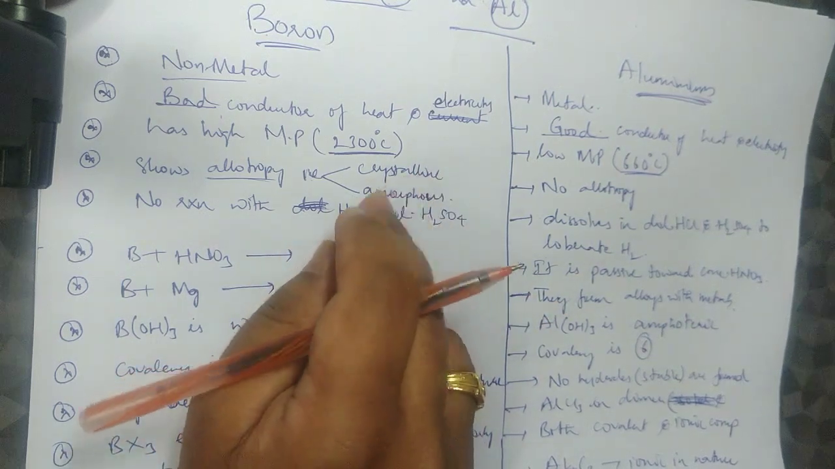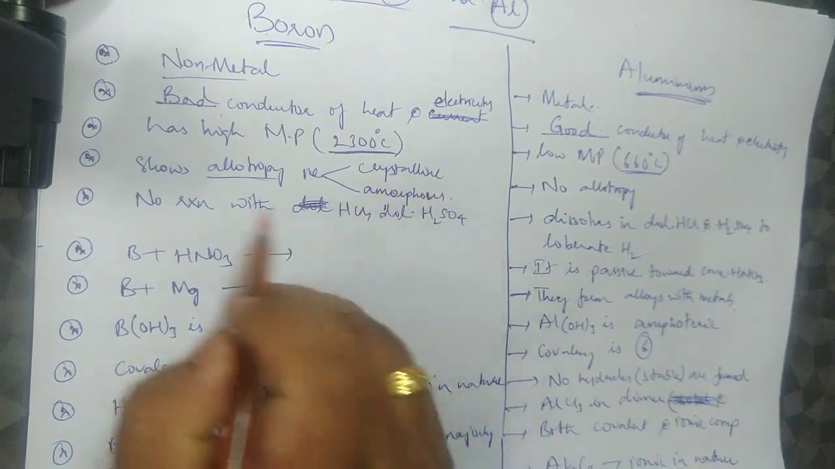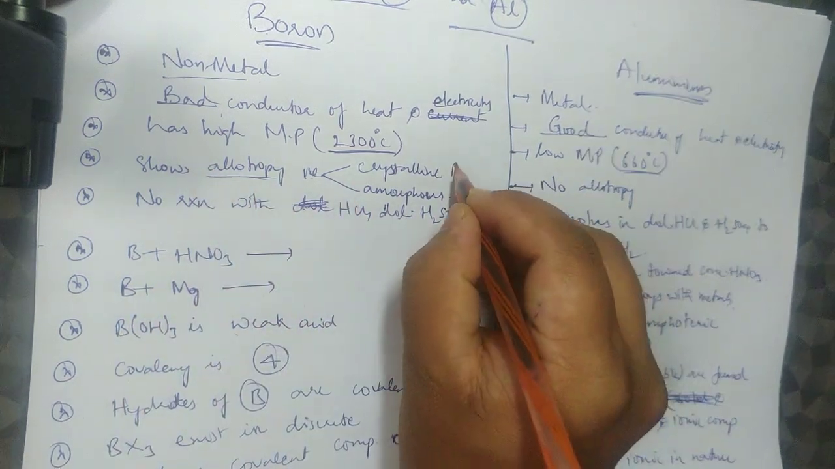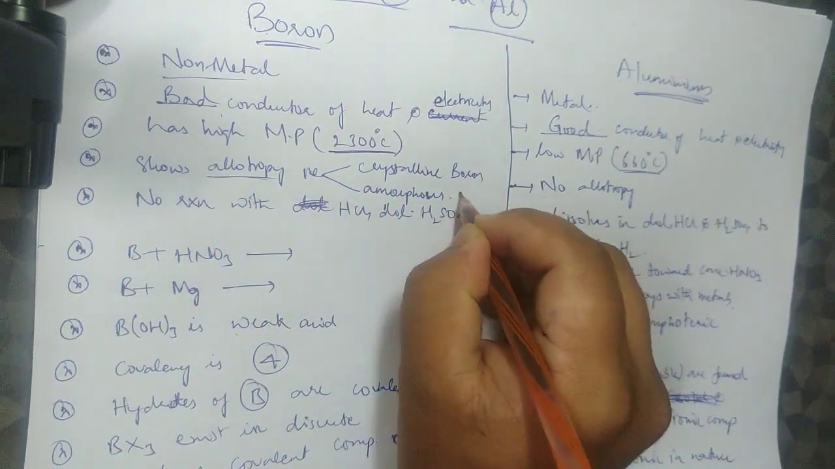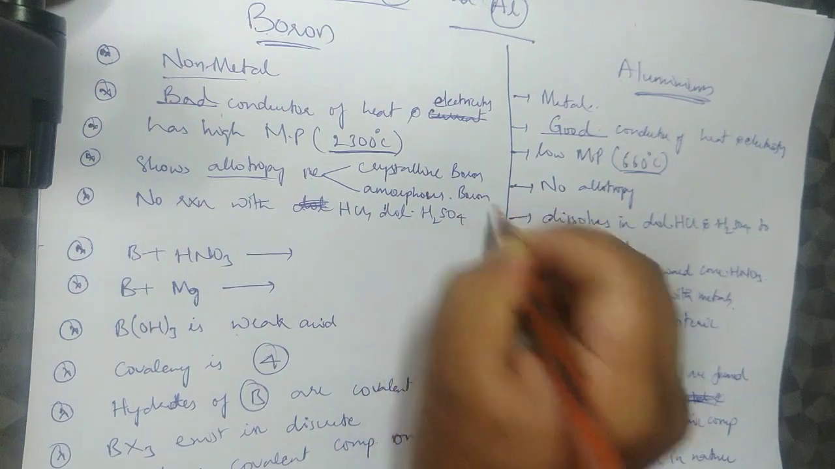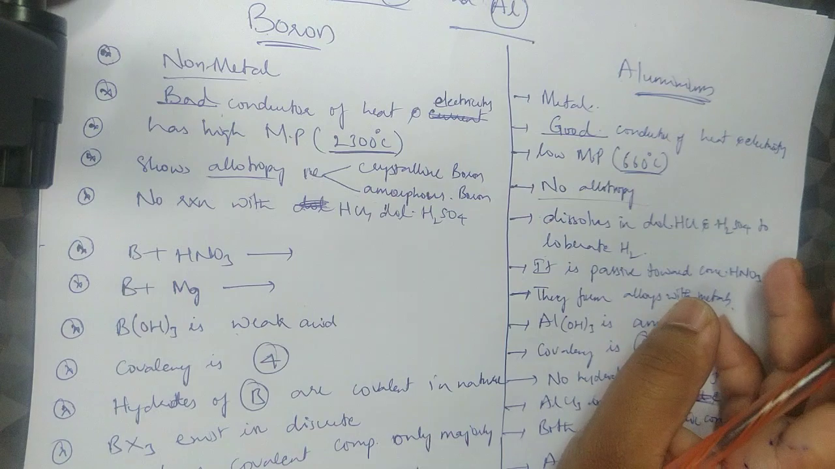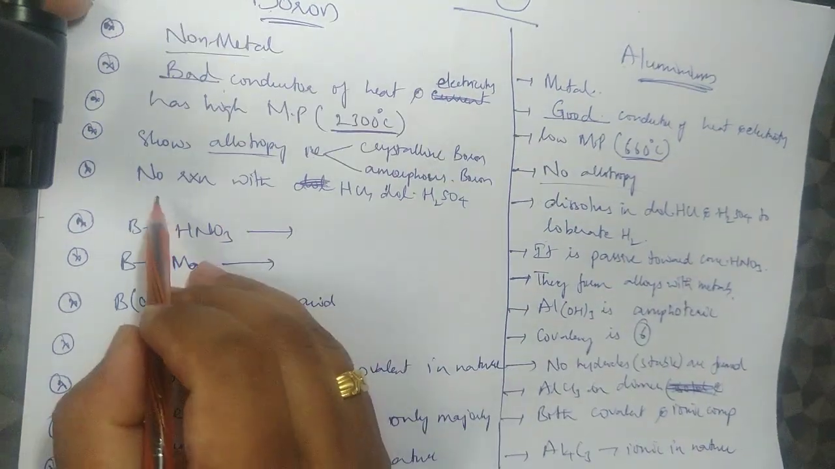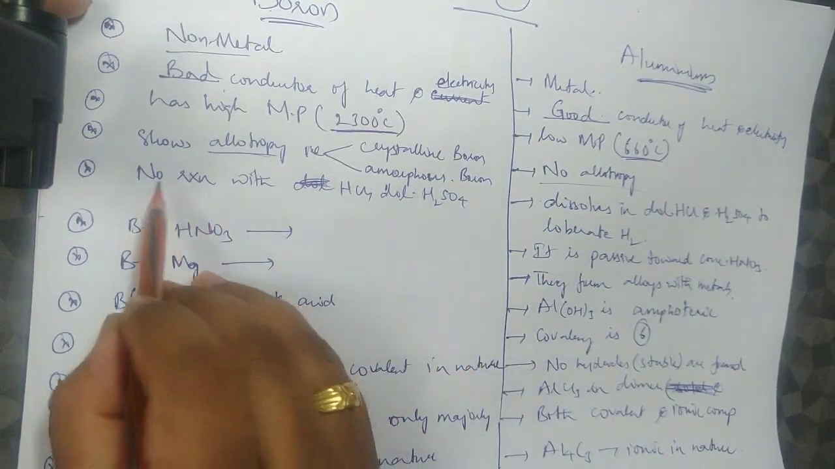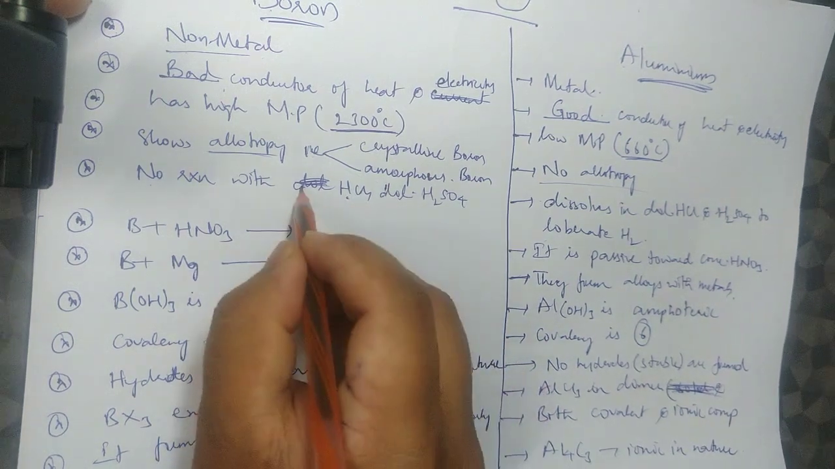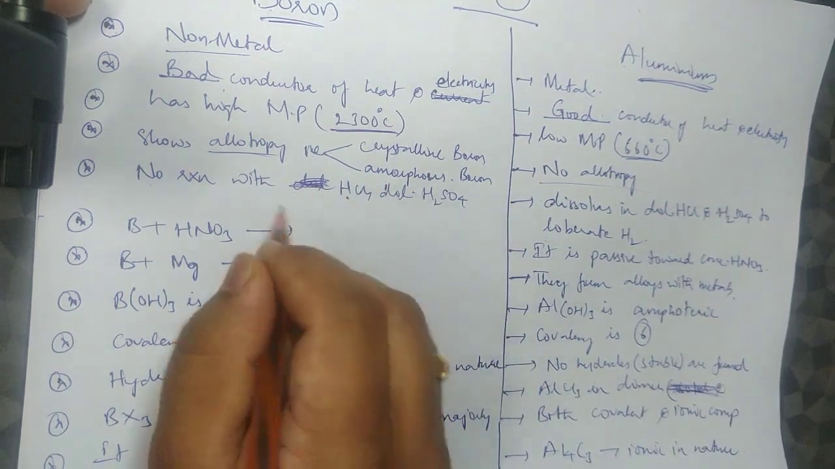which we'll study in 12th standard. As of now, yes, boron is exhibiting allotropy, that is crystalline boron as well as amorphous boron. Whereas aluminium, there is no allotropy at all. Then talking about the reaction, no reaction with HCl and dilute sulfuric acid. We have seen this reaction, like this point as well.